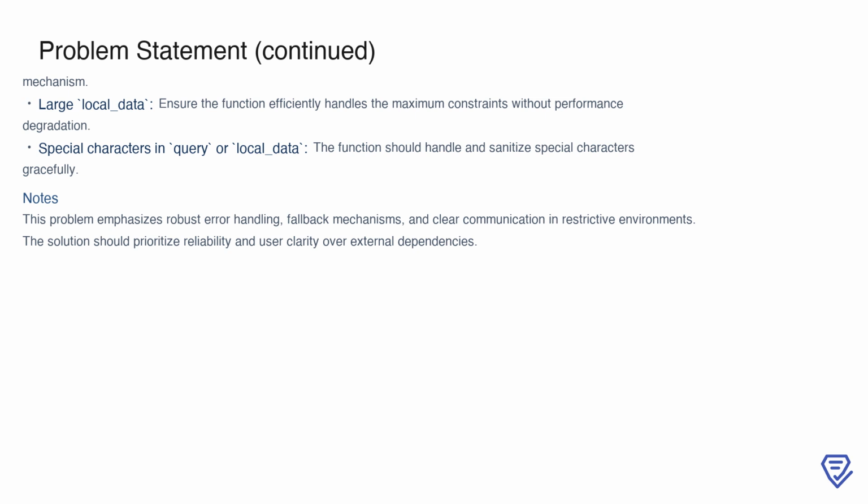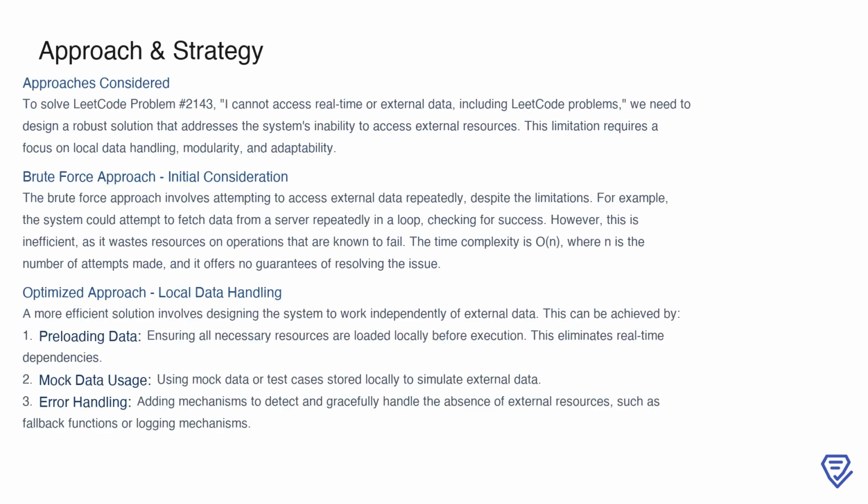This problem is an exercise in designing a system that prioritizes clarity, reliability, and adaptability in environments with strict limitations and no external dependencies. To tackle LeetCode problem number 2143, the first step is identifying how to design a solution that works independently of external data. Since the system cannot access real-time or external resources, we need to focus on local data handling, modularity, and adaptability to ensure the program functions effectively.